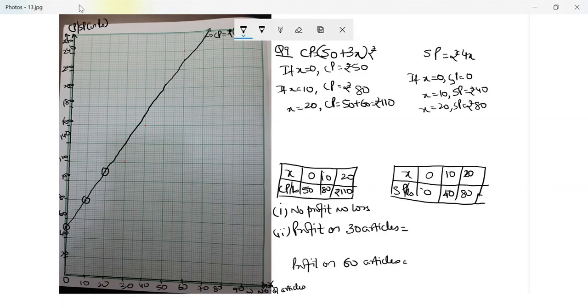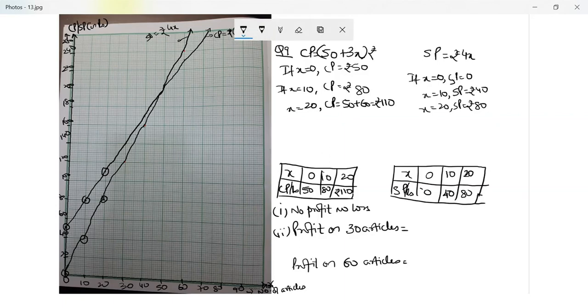Next, let's plot the selling price. So 0 with 0, 10 with 40, 20 with 80. These are the 3 points that I have. Let's join them using a straight line, using a scale, and extend them using a scale. So that's here. If I extend it, this should pass somewhere from here, here, and if I keep extending, it will pass from here, and then it will go from here. So this is my selling price is equal to rupees 4x. Done. I have plotted it.